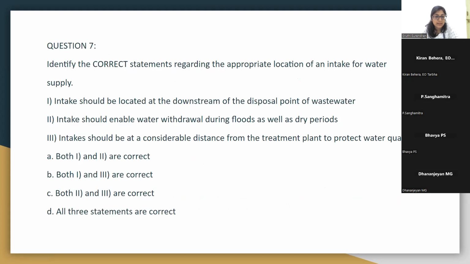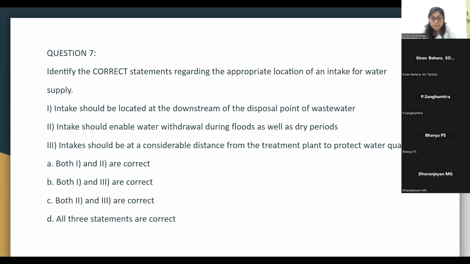Now moving to the next question. Identify the correct statements regarding the appropriate location of an intake for water supply. The intake should be located at the downstream of a disposal point, or the intake should enable water withdrawal during floods as well as dry periods. The intake should be at a considerable distance from the treatment plant to protect water quality.